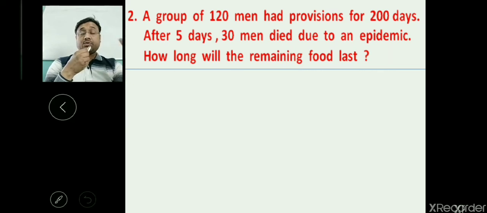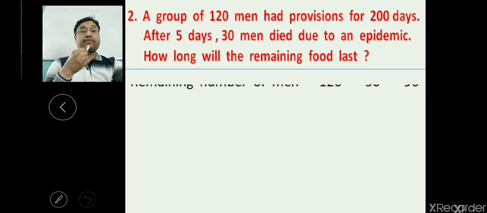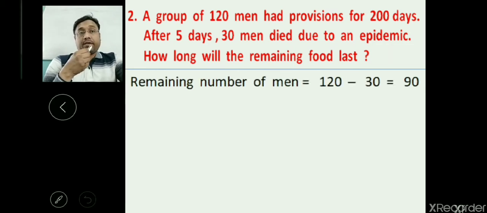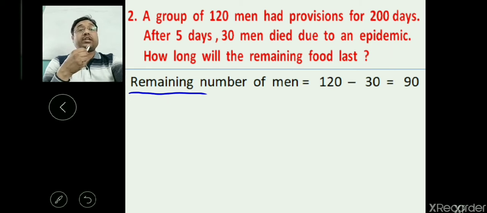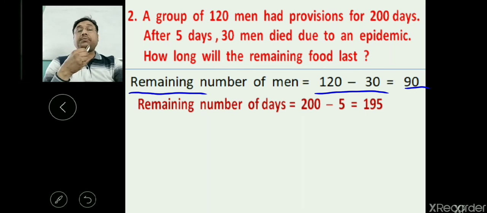So now only 90 men are remaining. To solve this question, you will write the first statement: the remaining number of men is 120 minus 30, which is 90 men. Now we will say the remaining number of days, because 5 days passed here. So the remaining number of days is 200 minus 5, which is 195 days. So still the provision is the same only.